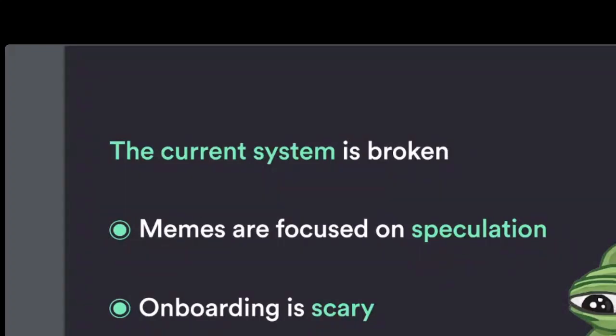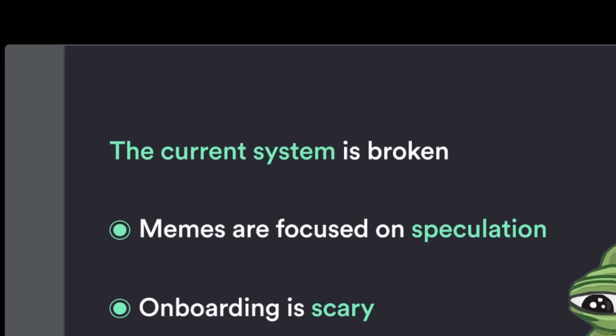So the current system here is broken, and to break this down a little bit, memes are focused on speculation. As I said, speculation moves markets, less so fundamental analysis. If fundamental analysis moved markets, I think all of us would probably be retired by now. Onboarding is scary. This is especially true when you're dealing with financial applications because there's a pretty big barrier to understanding what a wallet is, what gas is, why is it so expensive? What do you do if you send funds to the wrong address or a dead address? When you're dealing with money, people get pretty nervous. It's hard to get them engaged.